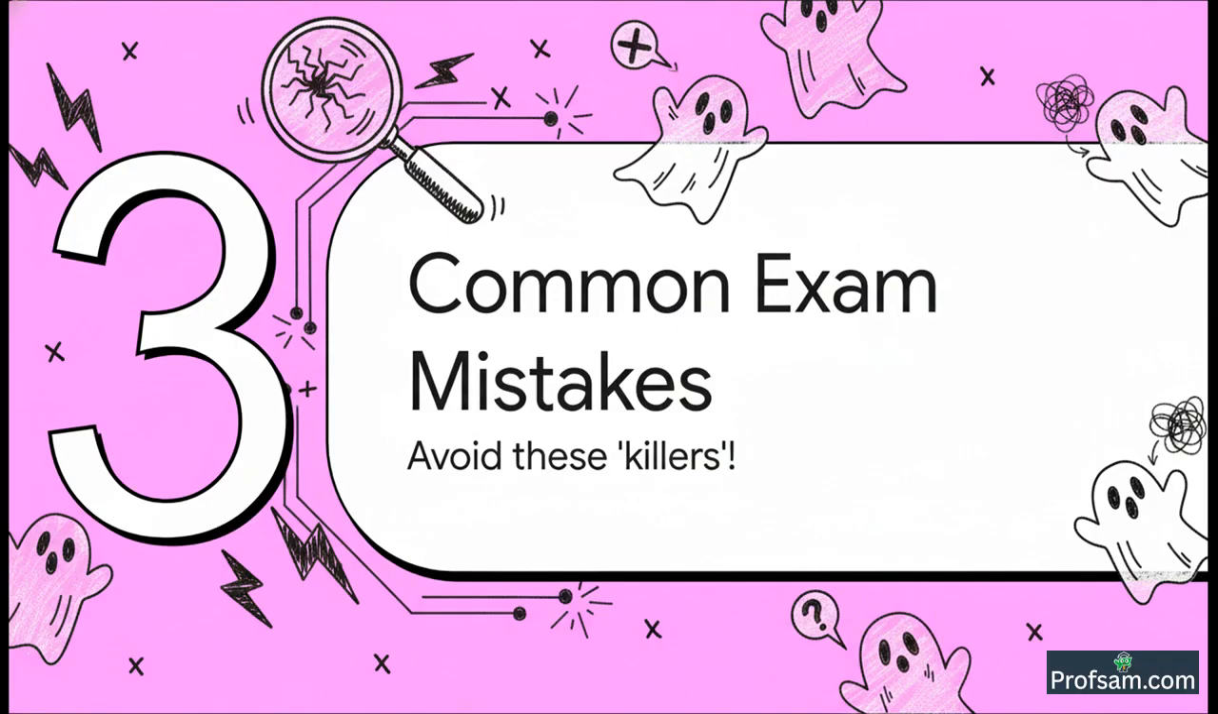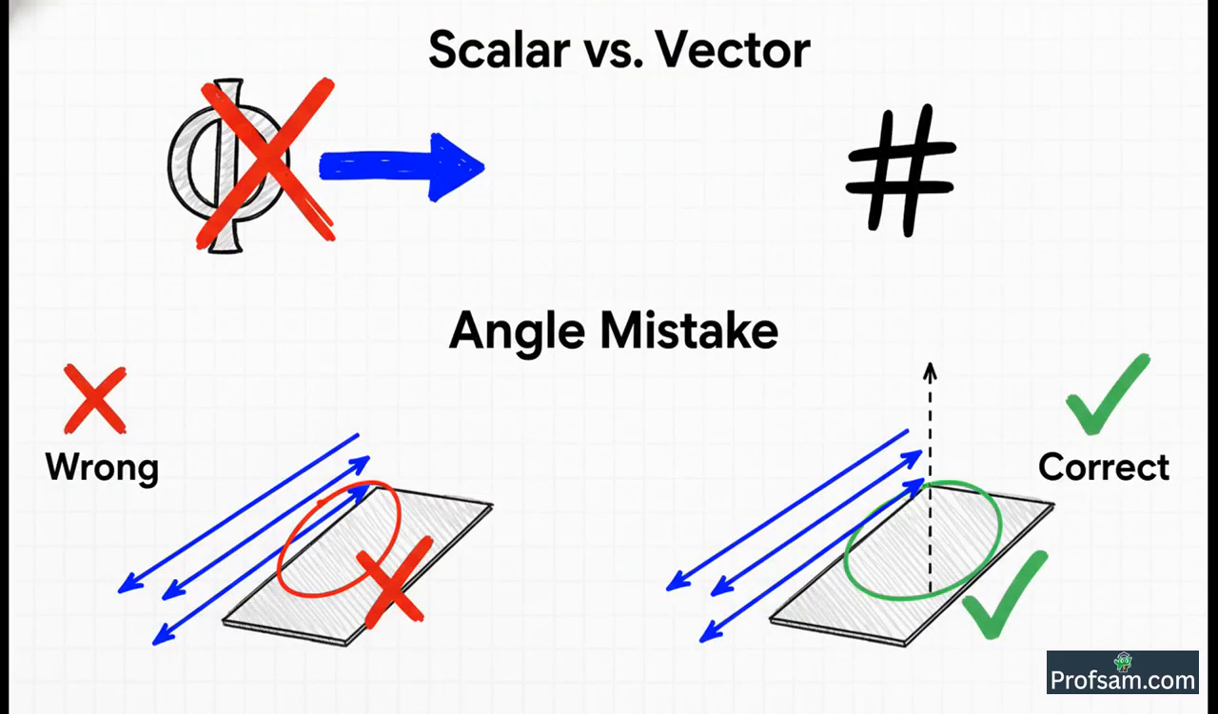Let's talk about the small mistakes that can make you lose marks in your exam. I like to call them silent killers because they look small, but they can give you a completely wrong answer. So please listen very carefully. Mistake number 1. Students sometimes think flux is a vector. It is not. Remember, flux comes from a dot product, E dot delta S. A dot product always gives a scalar. Flux is just a number. It tells you how many lines are passing through. It doesn't have any direction.